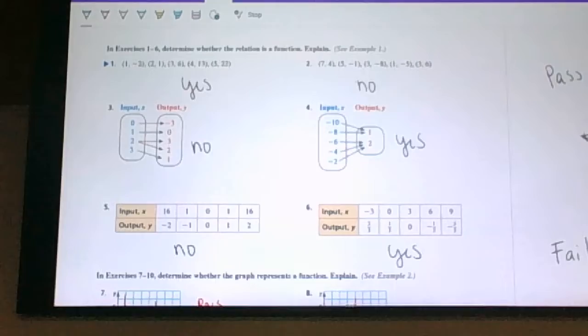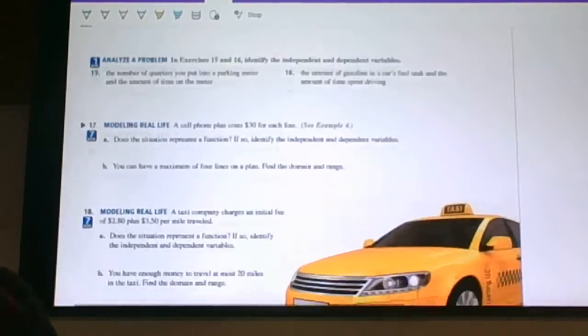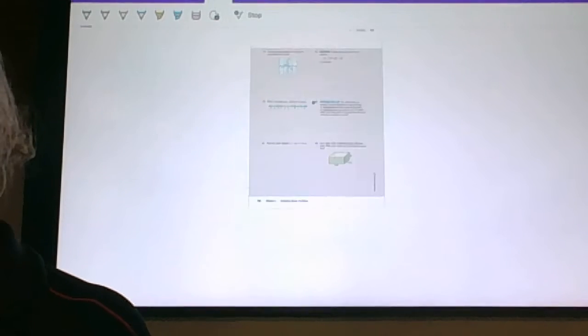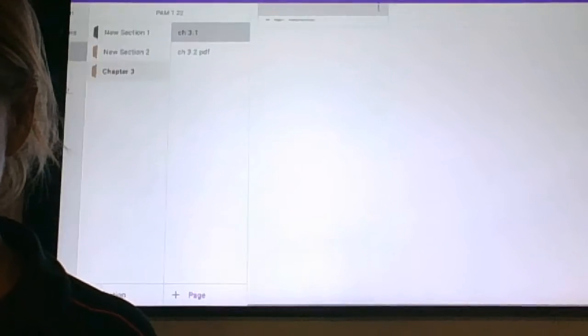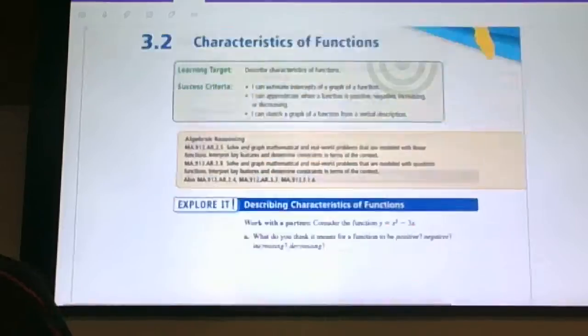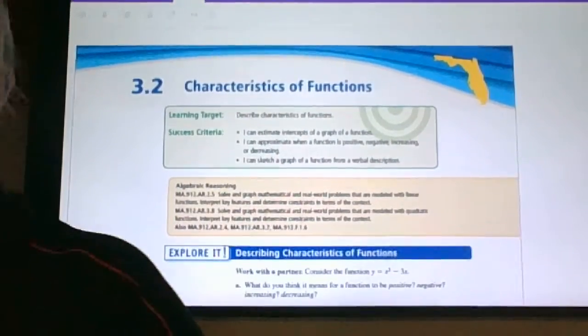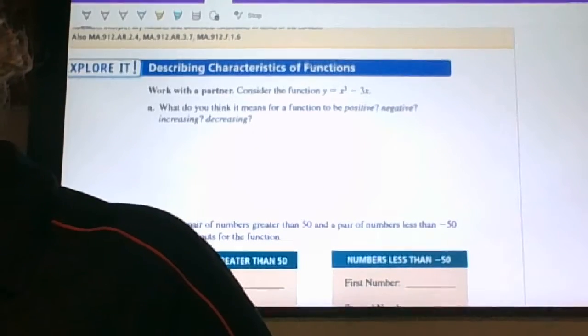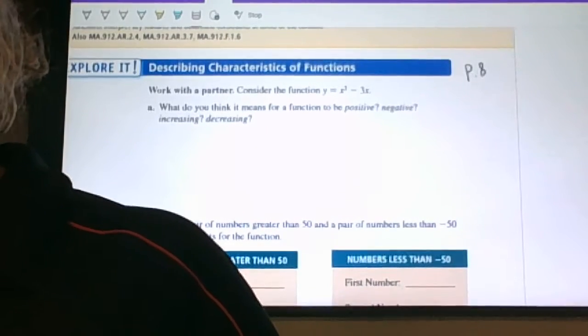Okay. If there's no questions on homework, you guys are going to go ahead and flip to chapter 3.2. It's page 187. While you guys are reading, I'll tell you.